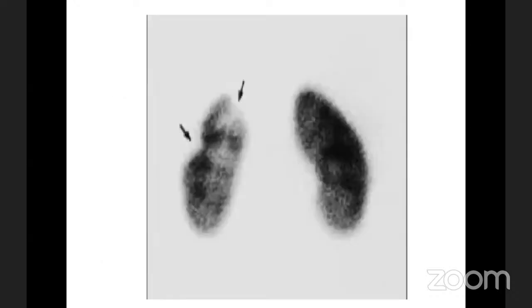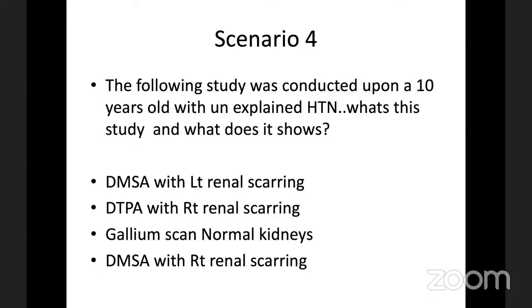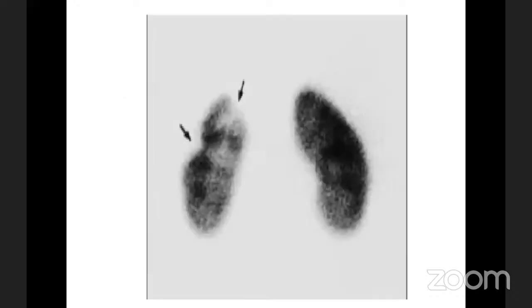Which kind of study is it? Is it DMSA, DTPA, gallium scan, DMSA with right renal or left renal? So can anyone tell us the difference between DTPA and DMSA? How will we know by seeing the picture that this is not a DTPA, this is a DMSA? Anyone having any idea? Okay, in the chat box they are writing that it is DMSA, right renal region.